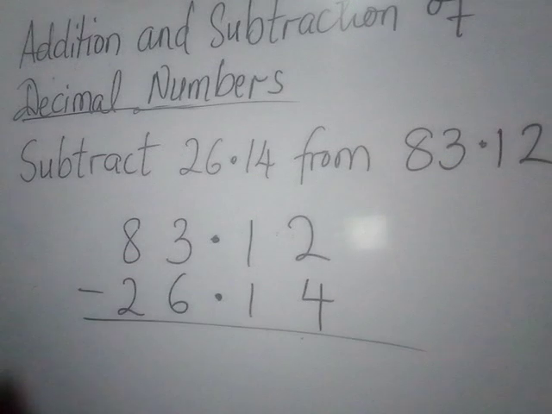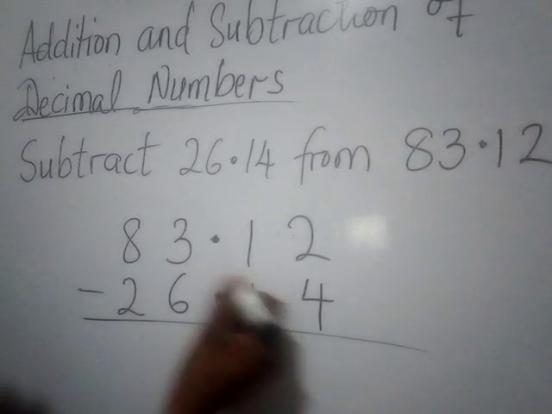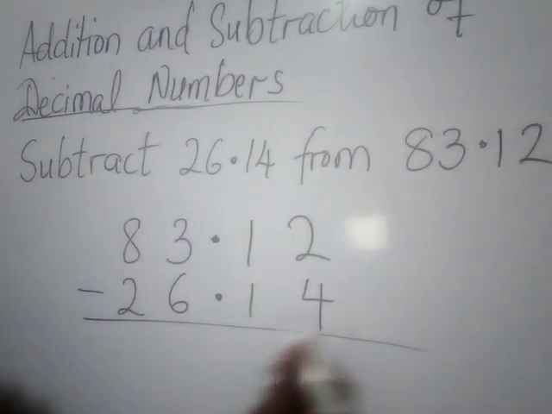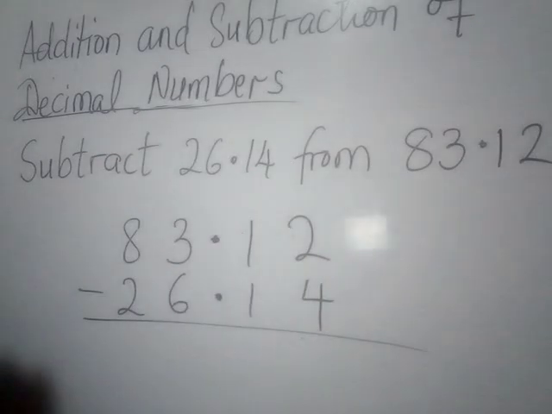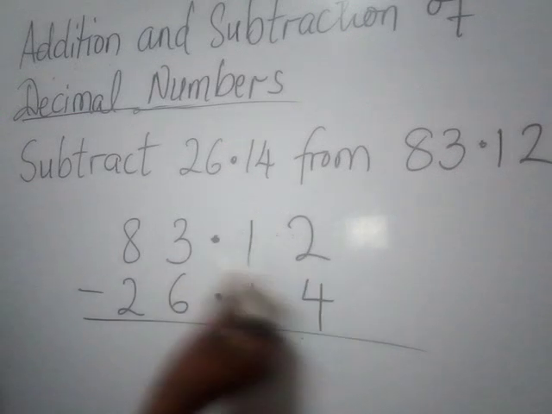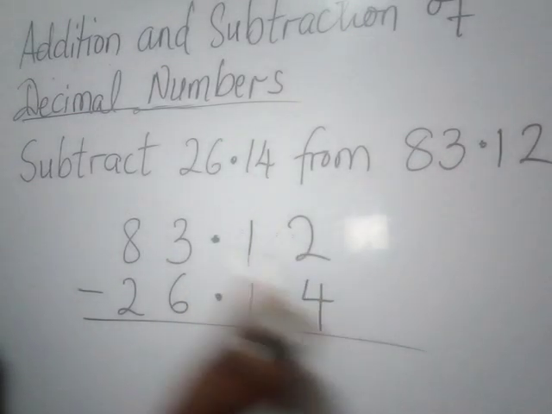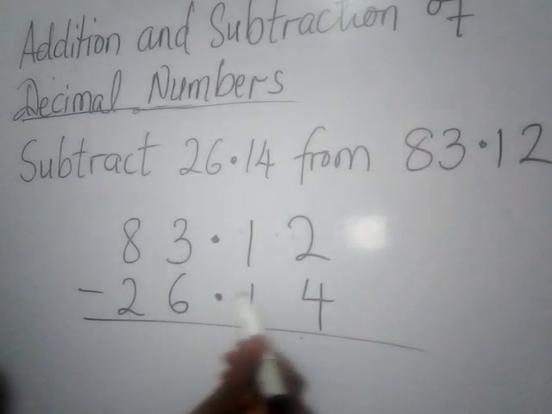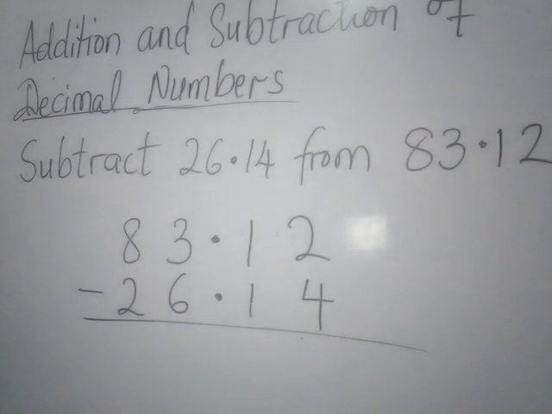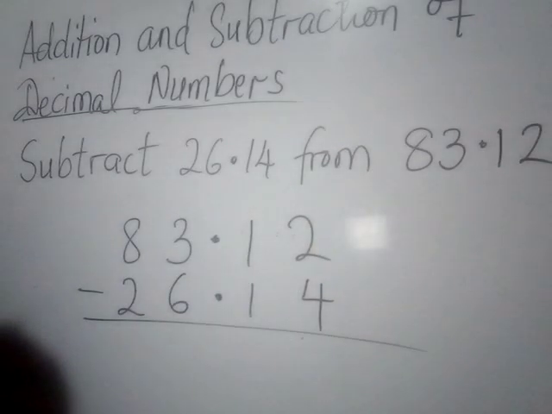So here we have 83.12 take away 26.14. Remember, I'm not saying 83 point twelve or 26 point fourteen. No, any number to the right of decimal is not a whole number. So you cannot call it by the names of whole numbers. For instance, calling this 12 is wrong. It's not 12. Its value is not even up to 1. So we can't call it 12. We call it 1, 2: 83.12, 26.14. Simply because whatever is after the decimal point is not up to 1. It's not a whole number, so you cannot call it the names of whole numbers.